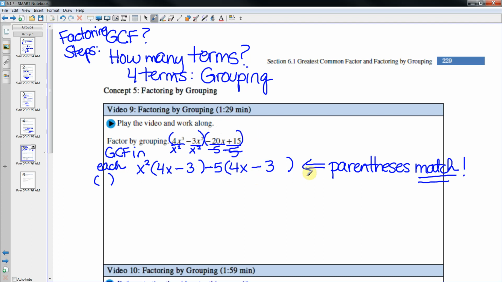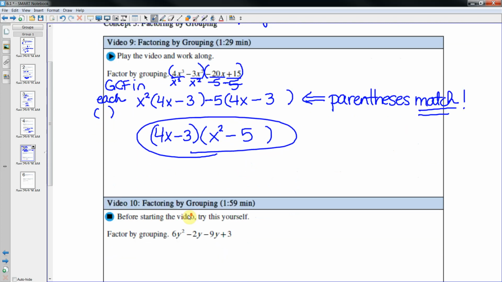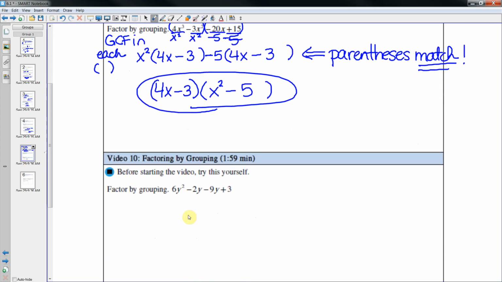Okay, so now, the previous page, remember, if we had a common factor, we brought it down. 4x minus 3 is now the GCF. So remember, I'm taking 4x minus 3 out of each of these. So if I took a 4x minus 3 out of the first term, I'd have x squared left over. Minus, if I took 4x minus 3 out of the second term, I would have 5 left over. So now I have factored that 4-term problem. Once you get down to the 2 parentheses, pretty much it's factored.